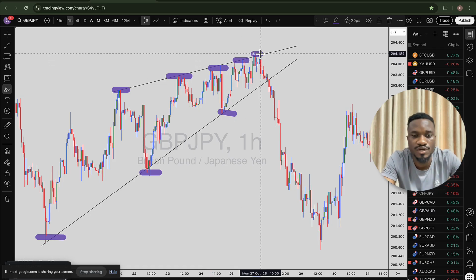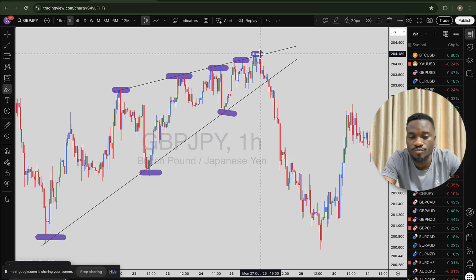This is a well-defined wedge. These are the type of wedge you want to trade as a trader in any of the markets you wish to trade, either it be Forex, crypto, stocks, commodity, index market, whichever of the market you want to trade.